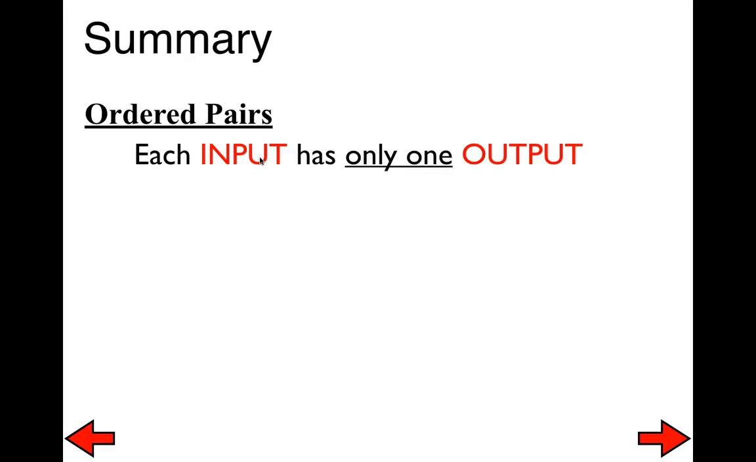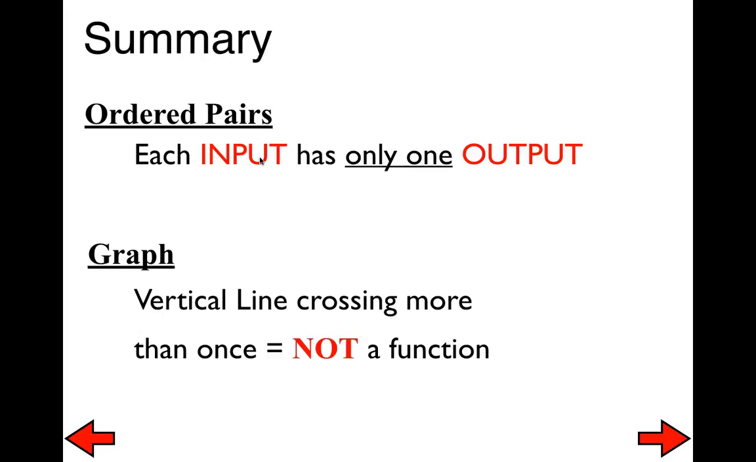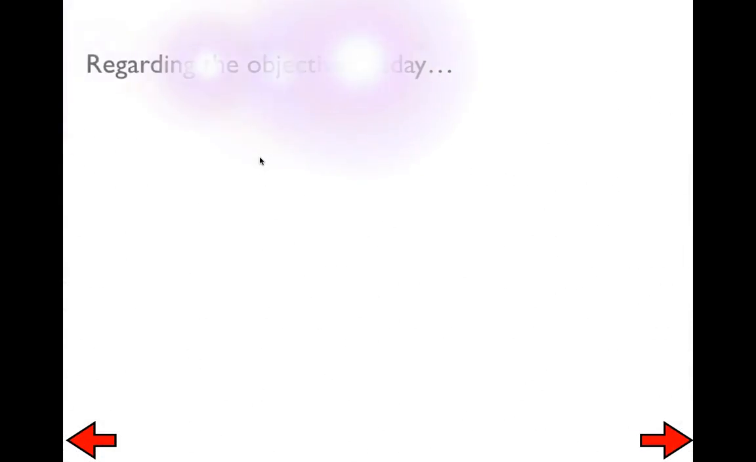So quick summary, we've talked about ordered pairs. Each input has to have only one output. Okay, and then when we're looking at graphs, the vertical line can only touch once. If it touches more than once, it is not a function. So that is going to conclude our lesson for today.